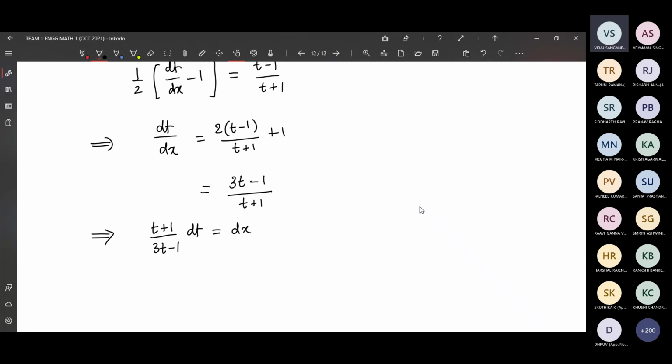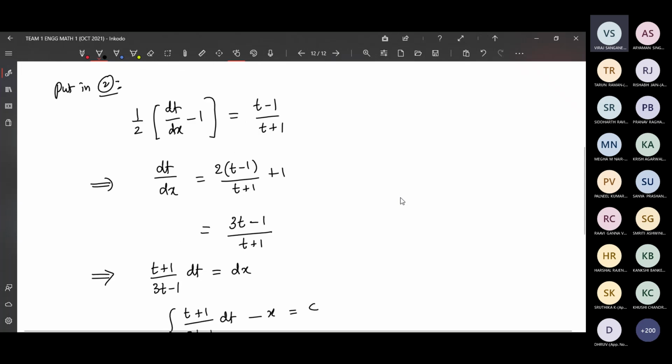So if I integrate this, integral t plus 1 by 3t minus 1 dt. So how is that 3t minus 1? You check: it's because minus 2 is there, no? 2t minus 2 plus 1 here, right? Therefore minus 2 plus 1 is minus 1, and here 2t plus t, that is 3t. That is the LCM I am saying. Okay. Thank you, sir.